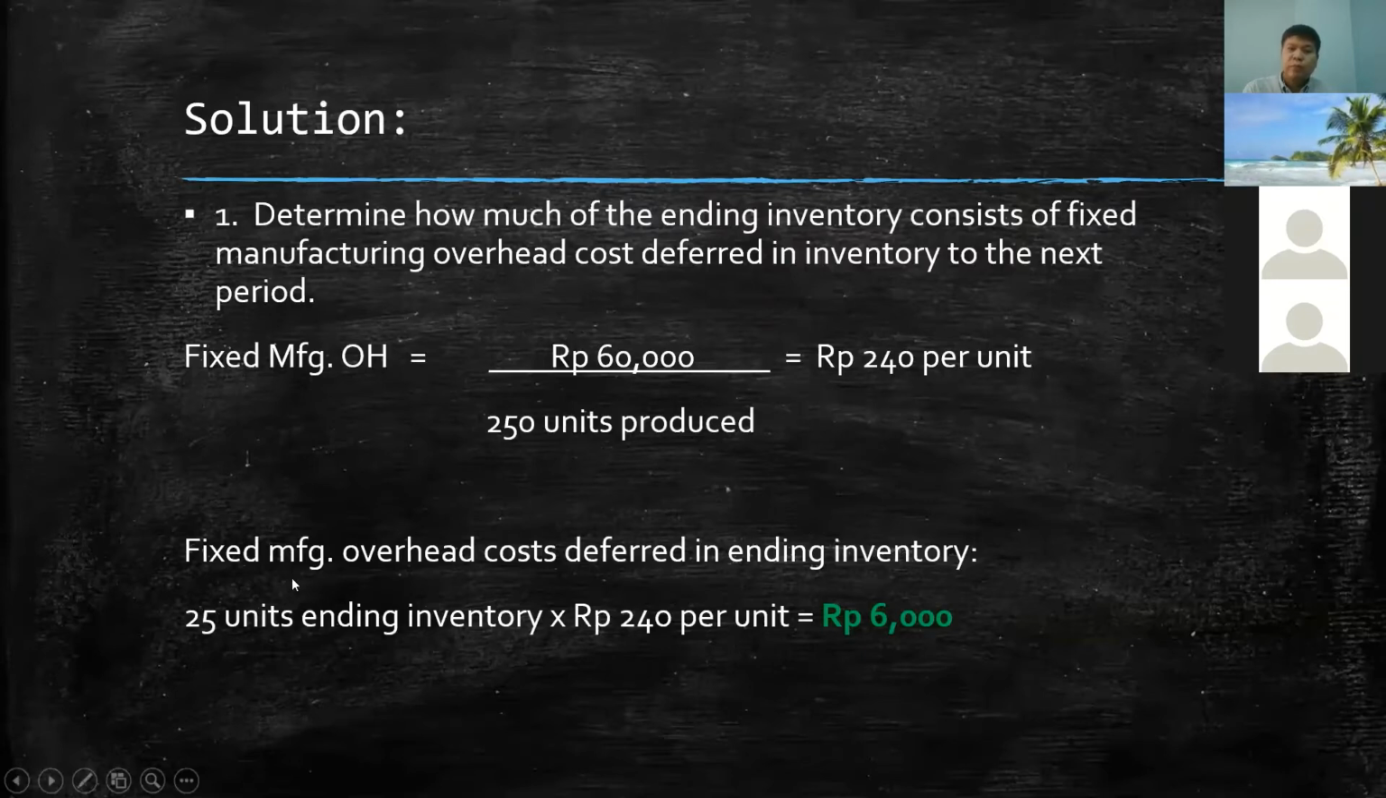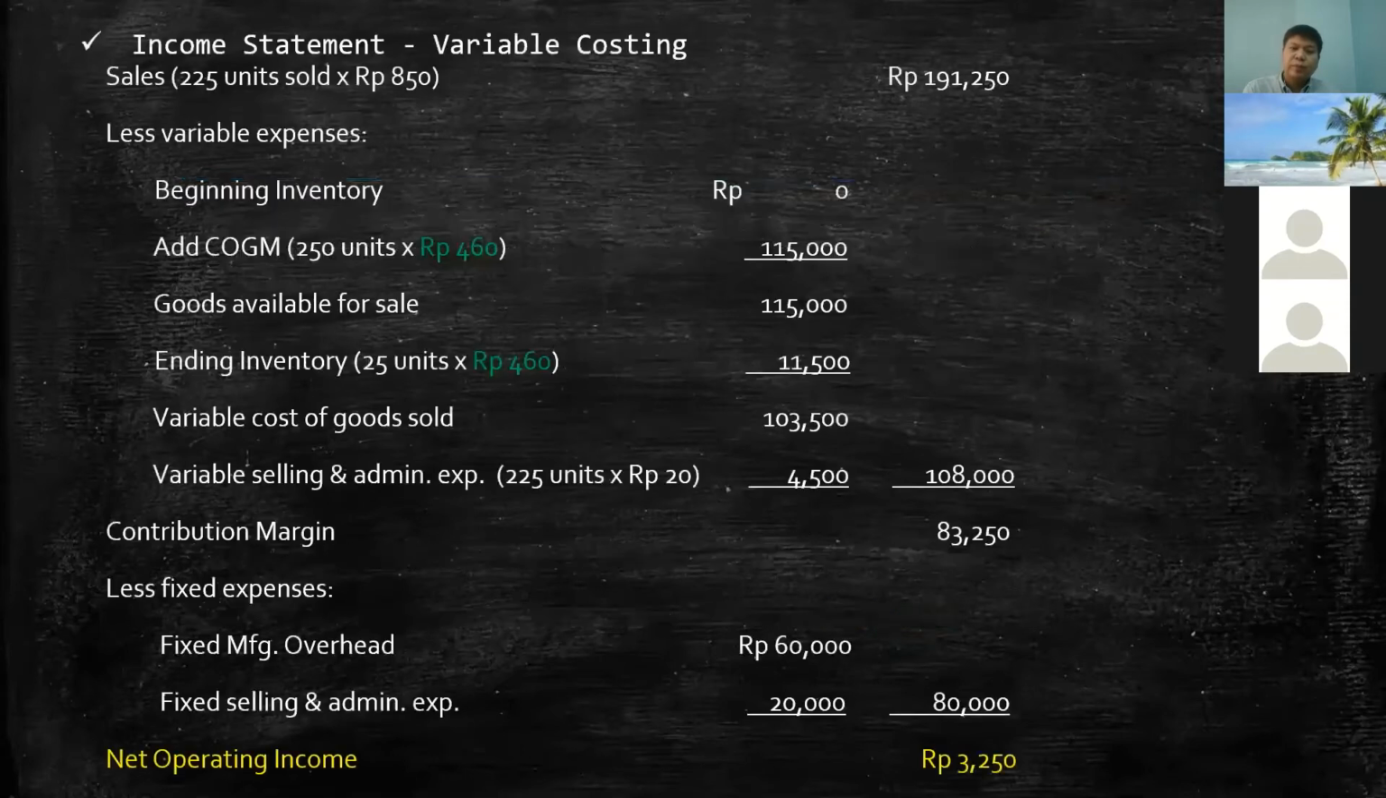So now, knowing that on the given that we saw, there are 25 units in the ending inventory, and the problem requires us to know how much of the ending inventory consists of fixed manufacturing overhead. So we will be multiplying the fixed manufacturing overhead per unit by the remaining ending inventory, and that would be 6,000 rupiahs. Right.